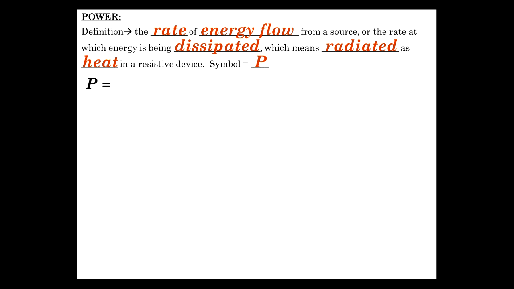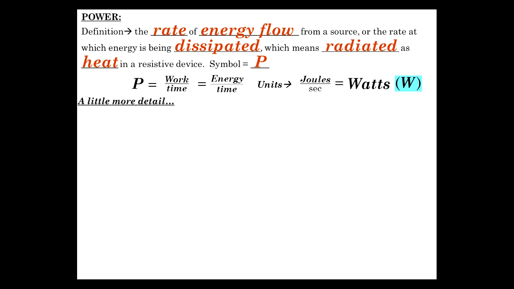So the symbol is P as before. P is work over time, which is the same thing as saying energy over time. And so the units are, well, the units for energy or work is joules, time is seconds. So we have joules per second, and it's got a special name, and it's called the watt, symbol W. All right. So let's look at this again. P is equal to energy over time.